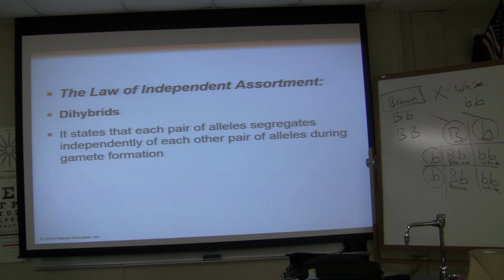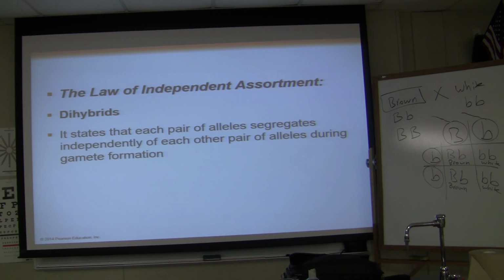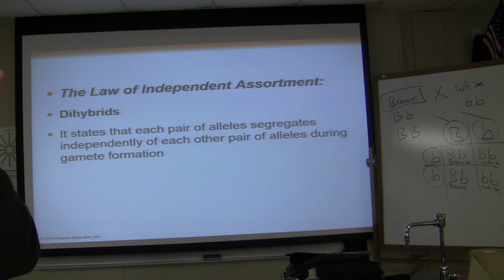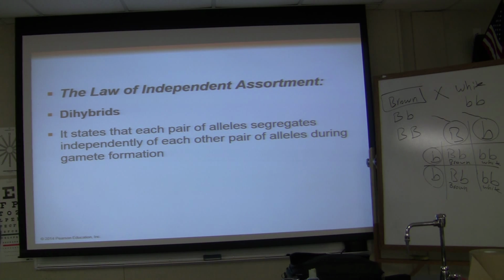The next one is the law of independent assortment. And Mendel went over this one as well. Mendel dealt with one trait. At the beginning of his study, he dealt with one purple flower or white flower. Am I making some sense? Purple flower or white flower? Then he said, what if I have two coins?